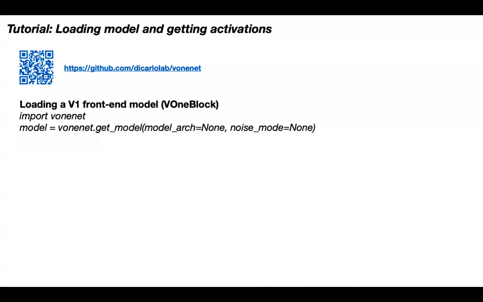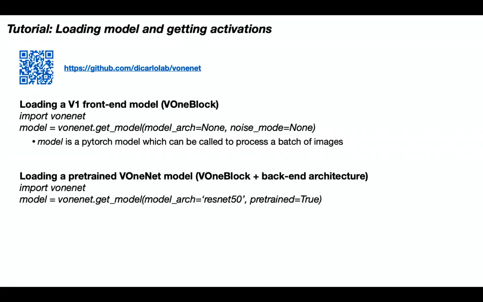Okay, right, there was some interference, but if you set these values like this, it just returns a V1 block. And again, this is a PyTorch model that is called to process a batch of images. If you want to use a pre-trained VOneNet that contains the V1 block plus the backend architecture, you just assign to the model arch attribute this ResNet 50, and for example, pre-trained true, and you return already the pre-trained weights of the model.